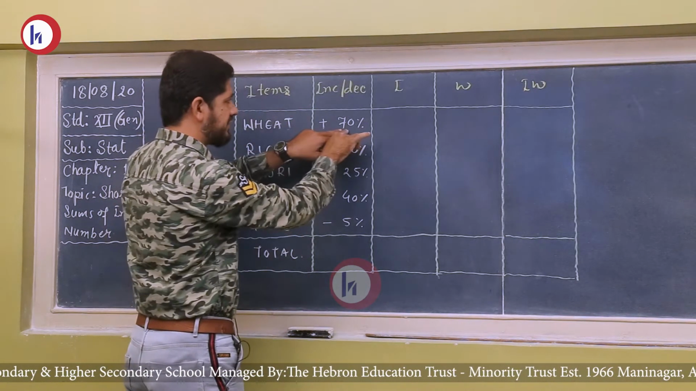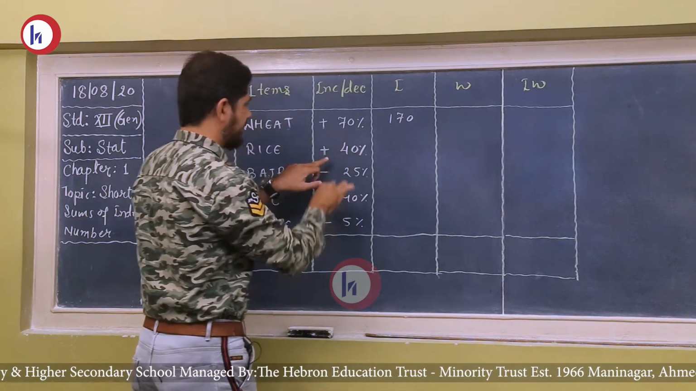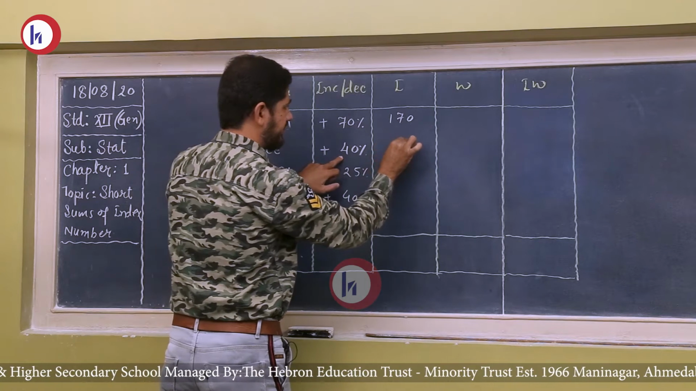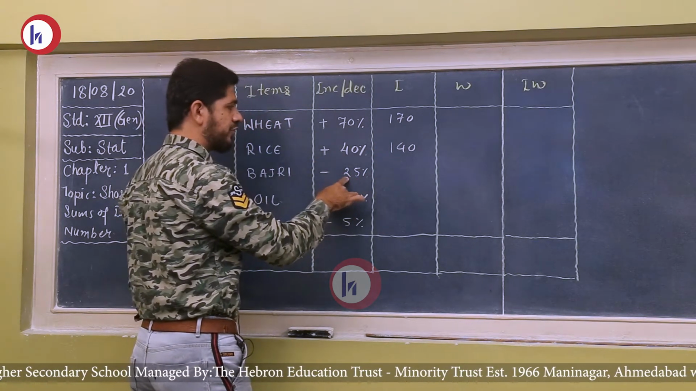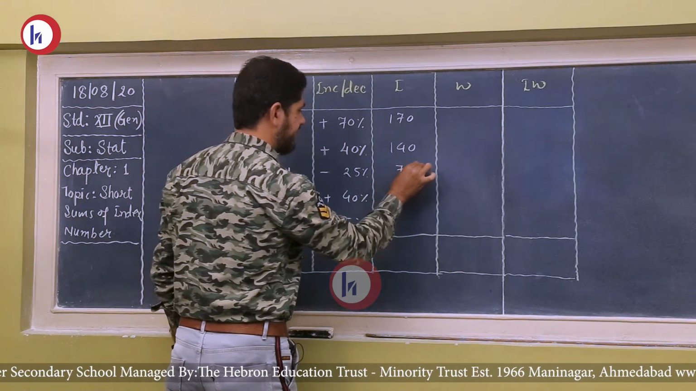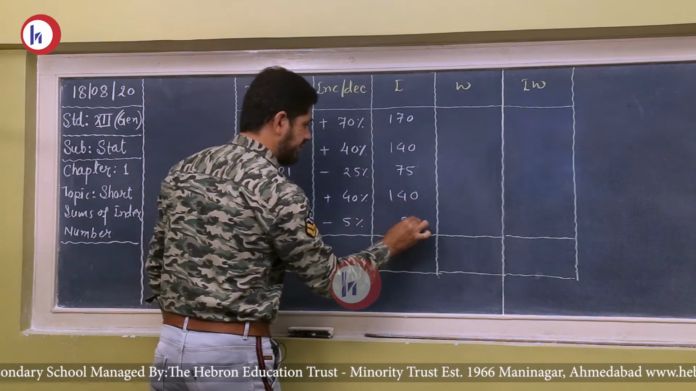If it increases 70%, it will be 170. If it increases 40%, it will be 140. Now if it decreases, we deduct this value from 100 and we will get 75, same as 140, and finally 95.